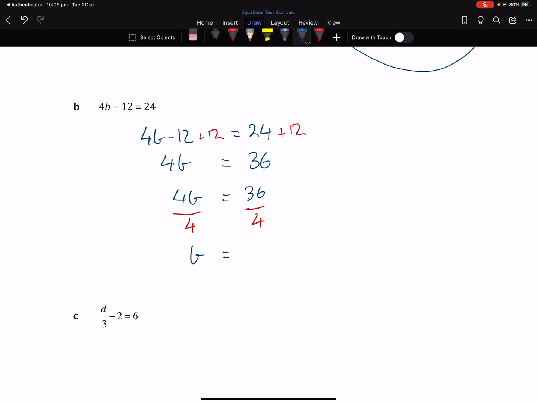12. No, what am I saying? My brain's deserted me for a second, so I'm going to use my calculator. 9, of course, I should know that.